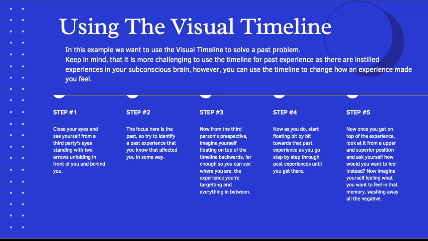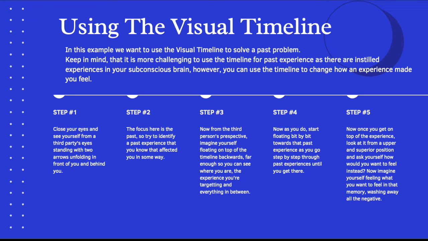Now, step number 4, as you do, you want to start floating bit by bit, remember, backwards. You want to float on top of this backwards or past timeline bit by bit towards the past experience. And as you go step by step through the past experiences until you get there, you want to make sure that you are aware of what's happening. So as you're floating back, you are looking at more recent past experiences happening. You can see this mental image or mental movie that's forming, moving backwards and backwards until you reach this past experience that you want to change.